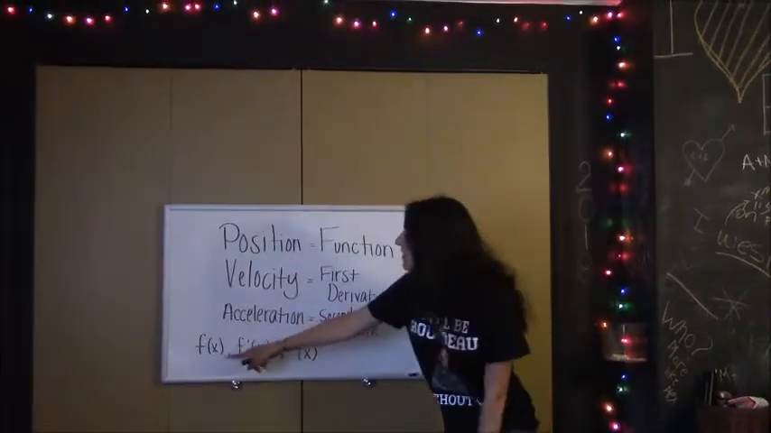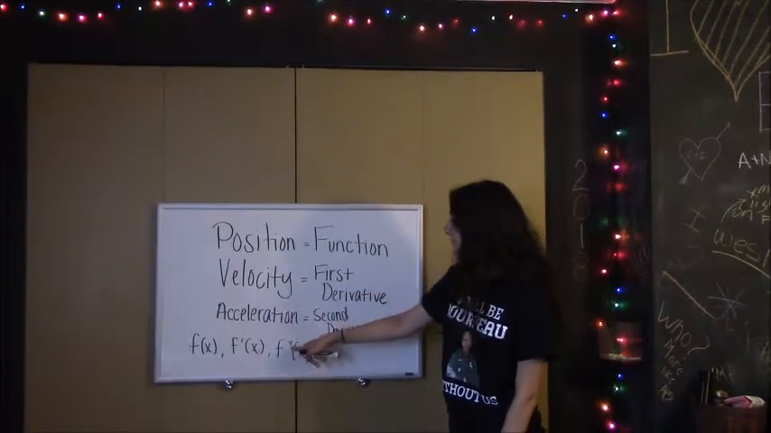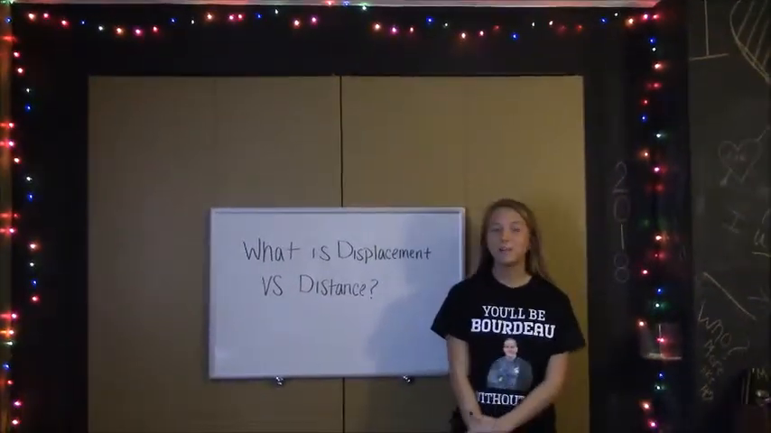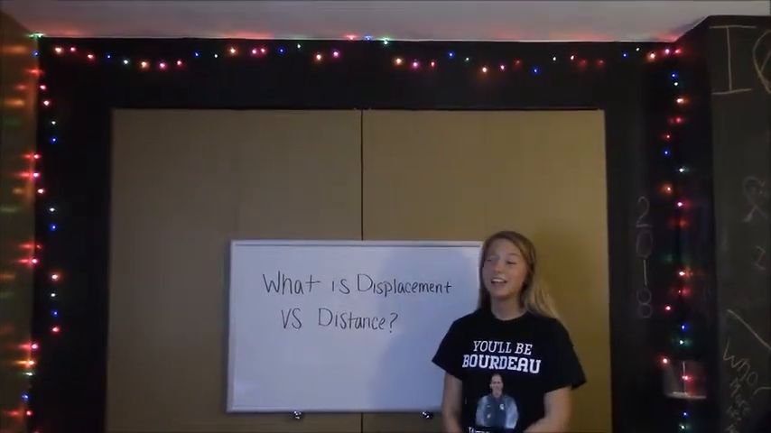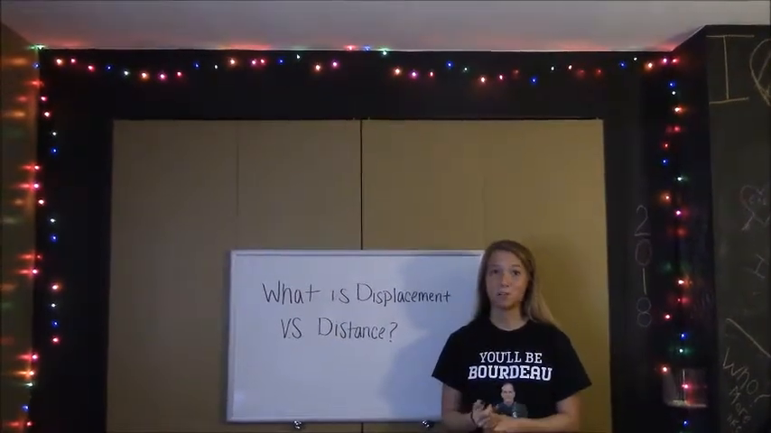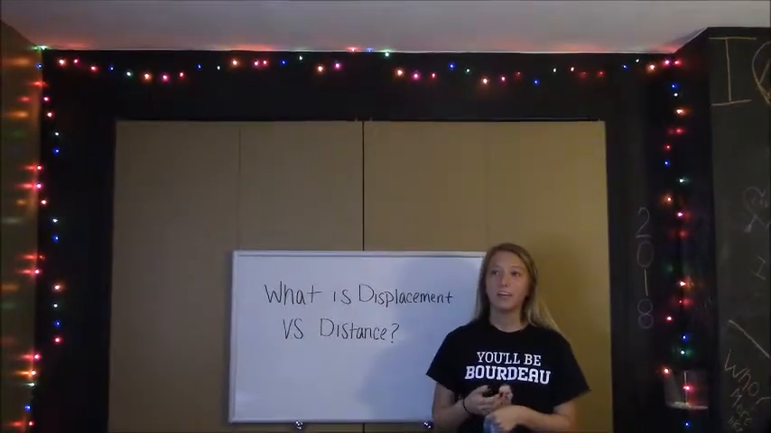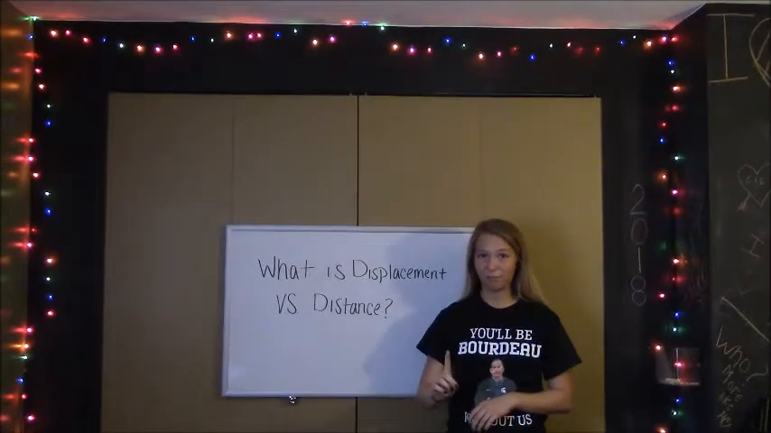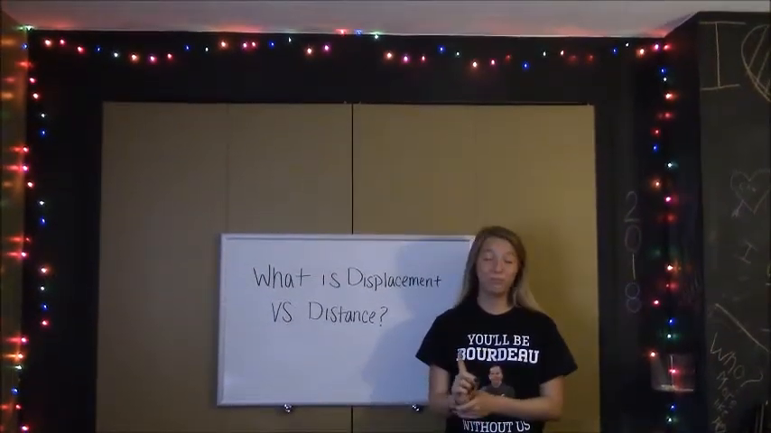And it's shown below. f of x is position, f prime of x is velocity, and f double prime of x is the acceleration. So a commonly asked question is always, what is the displacement versus distance? Distance is the total amount that one has traveled, while displacement is the change in position of that movement. So, for example, if one was on a normal track, the distance would be the amount that they have traveled, but the displacement would actually be 0, because you finish where you started.